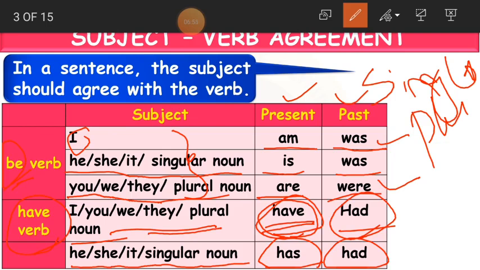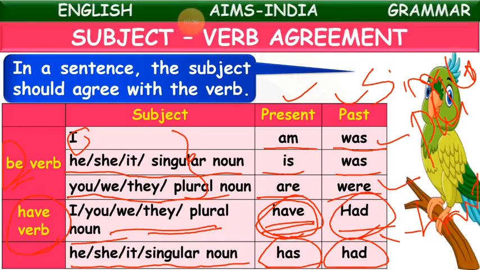Okay, plural form it goes with have, singular noun it goes with has. For past, both past tense, both change to had. Have is going to change as had. Clear, children? So if you remember these things, then you will be able to write correct sentences. We will be able to do the subject-verb agreement in a perfect manner. Clear? Okay. So let us practice some exercises, some examples here.